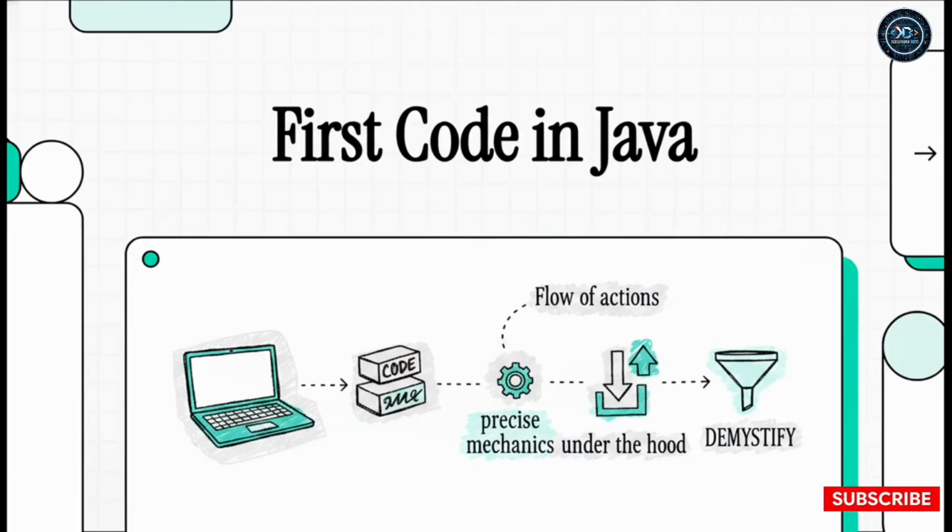Welcome to the Explainer. Today, we're taking one of the absolute most exciting steps you can take in the programming world, writing and executing your very first Java code. Whether you're staring at a completely blank screen for the very first time, or you're just looking to understand the precise mechanics of how Java actually operates under the hood, we've got a clear, step-by-step journey mapped out for you today. We're going to demystify the whole process, turning what might look like complex jargon into a super logical flow of actions. Let's get into it.